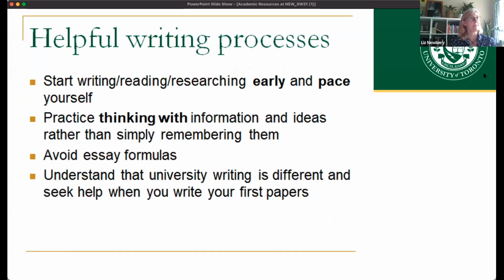Next slide. Okay, so I'm going to give you a few tips here. A key healthy writing and studying habit is to start early and work steadily. So leave time for your ideas to develop as you research.